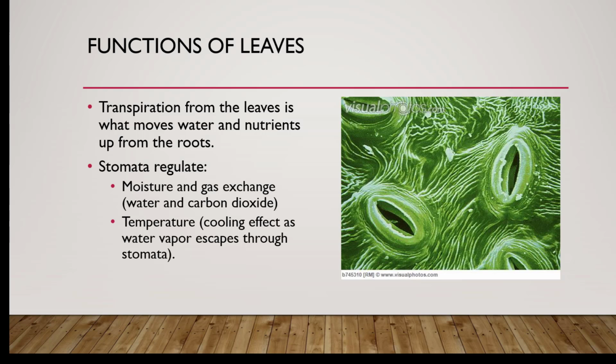So transpiration from the leaves is what moves water and nutrients up from the roots. Transpiration is the release of water. It's like a giant straw. It's pulling water up from the roots. And we'll talk more about this as we talk about water movement through plants.